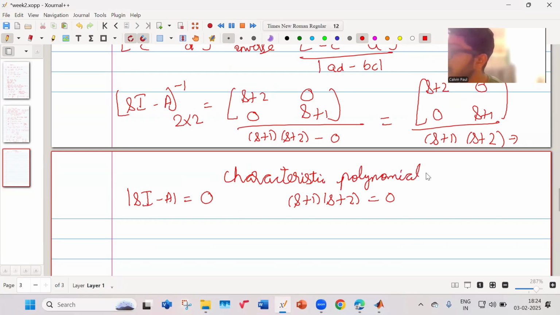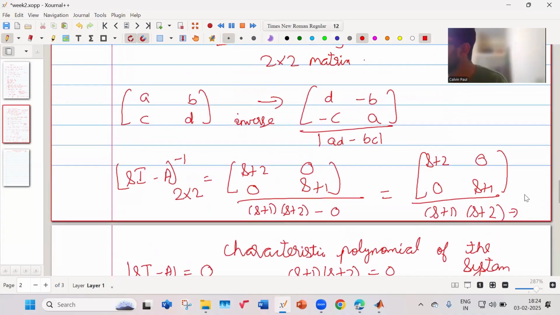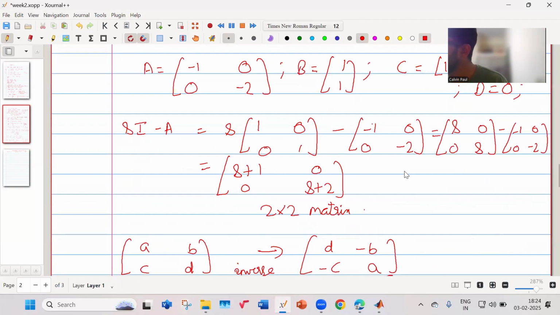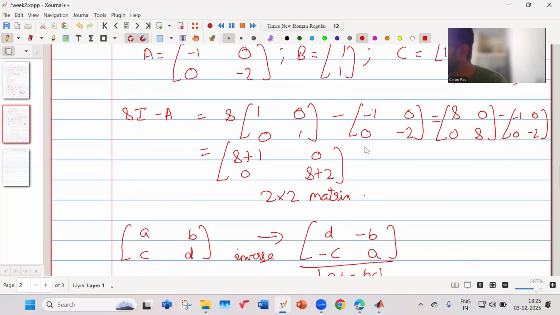This characteristic polynomial is the same for various state space representations. As the transfer function remains the same, even the characteristic polynomial remains the same, regardless of the different state space representations you use. Okay. So now we got (sI minus A) inverse. Now what do we have to do? We have C, D is 0 and B is [1; 1].